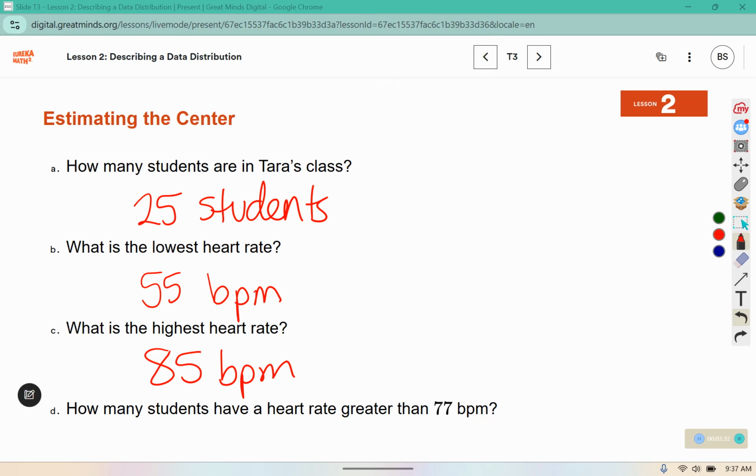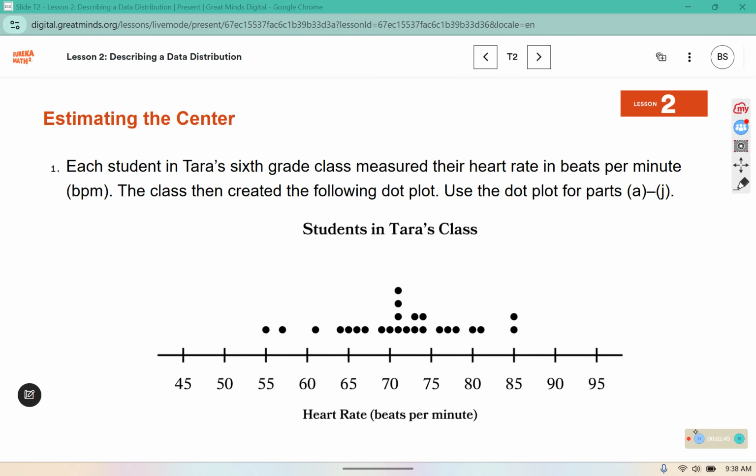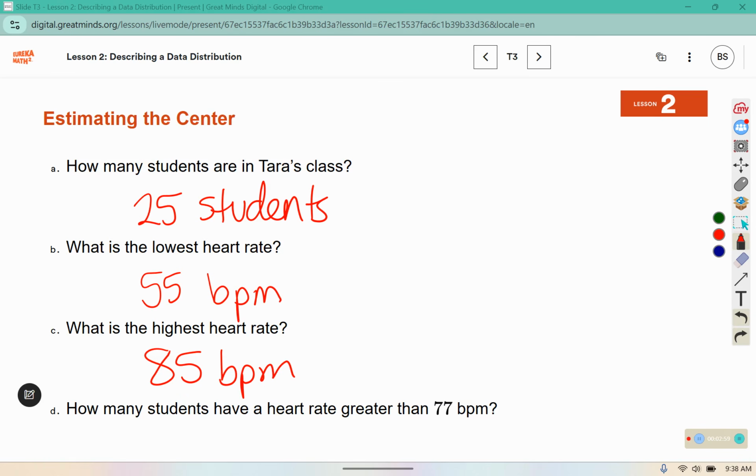How many students have a heart rate greater than 77 beats per minute? So we're going to count the dots that are over 77 on the number line. So here's 75, 76, 77. So we don't want to count the dots above that. There's 1, 2, 3, 4, 5 students above 77. We have additional questions on the next slide.